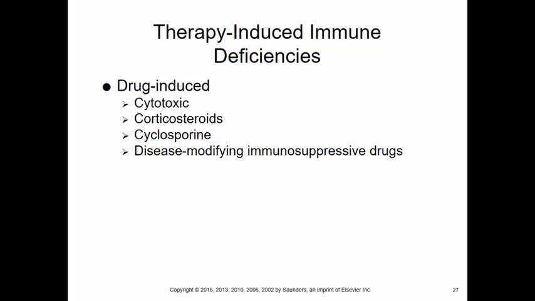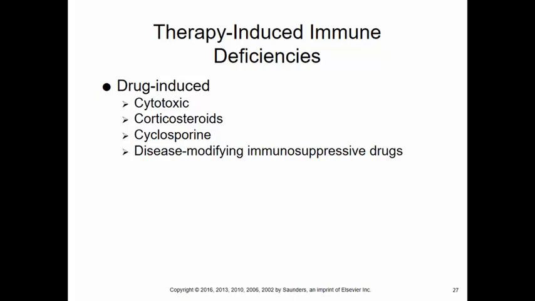Cytotoxic drugs are going to be generally used to treat cancers and other autoimmune disorders. They interfere with cells that are rapidly dividing, hence cancer cells, especially white blood cells as well. So the result obviously is going to be a decrease in those white blood cells, especially neutrophils. That is going to increase someone's risk for infection. Cytotoxic drugs can also interfere with lymphocytes' ability to produce and release cytokines and antibodies. We're going to talk about corticosteroids in greater depth in the next slide.